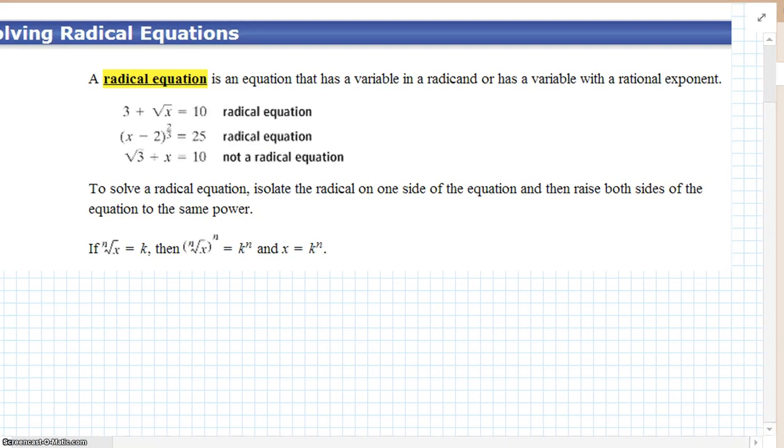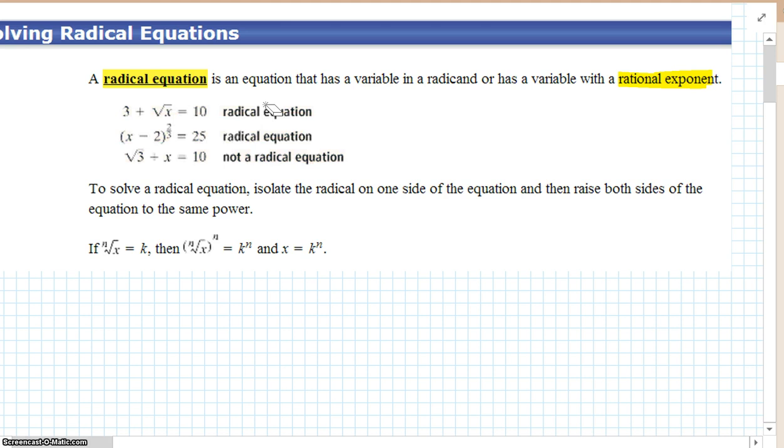Okay, let's define. A radical equation is an equation that has a variable in the radicand or has a variable with a rational exponent. So, great example. That's a radical equation. That's a radical equation. This one is not a radical equation because the variable is not in a radicand or does not have a rational exponent.